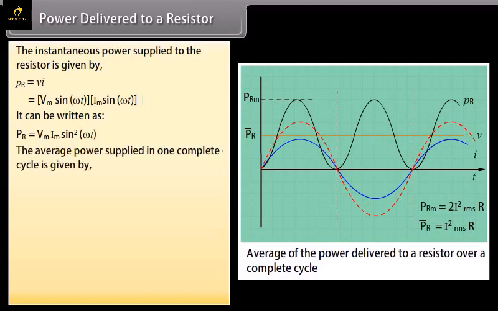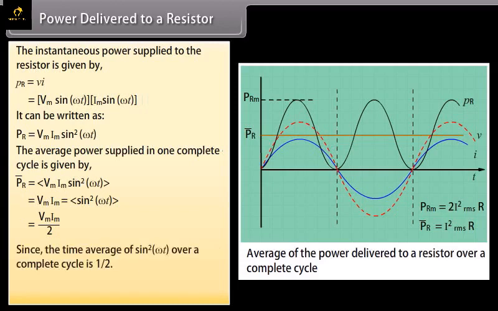The average power supplied in one complete cycle is given by PR is equal to Vm multiplied by Im divided by 2, since the time average of sin square omega t over a complete cycle is 1 by 2. It can be written as PR is equal to VRMS into IRMS, or PR is equal to IRMS square into R.